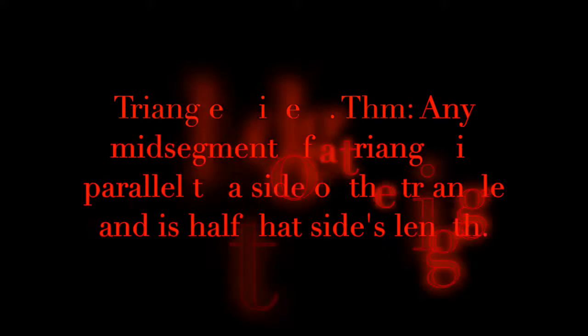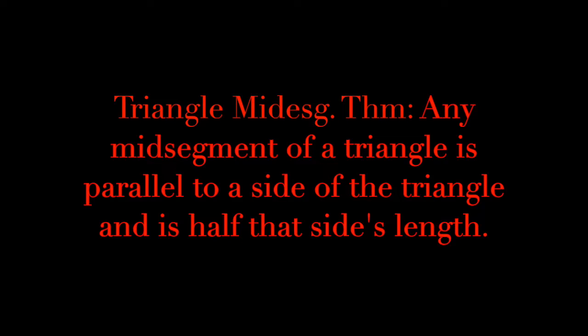A midsegment of a triangle is a line segment of a triangle that joins the midpoints of two sides of the triangle. Every triangle has three midsegments. Those three segments form the midsegment triangle. The midsegments on either side of the midpoint are equal to one another. Let's have a look at the triangle midsegment theorem. Any midsegment of a triangle is parallel to a side of the triangle and it's half the side's length.